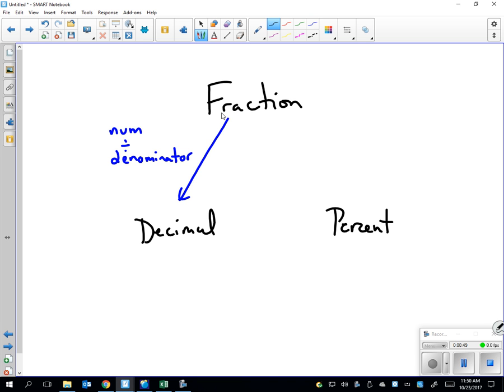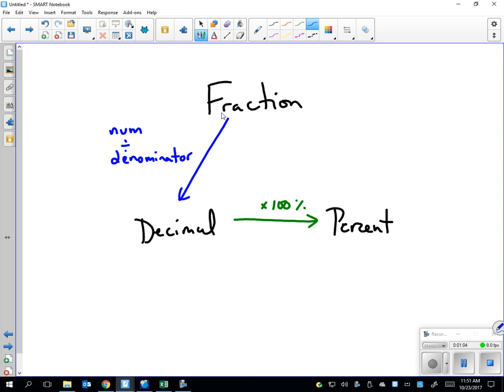We talked about going from decimal to percent. How do I get from decimal to percent? Somebody other than Jory this time. Aaron. Times by 100%. Beautiful. I take the decimal, I just multiply it by 100%. And now I'm in a percent form.